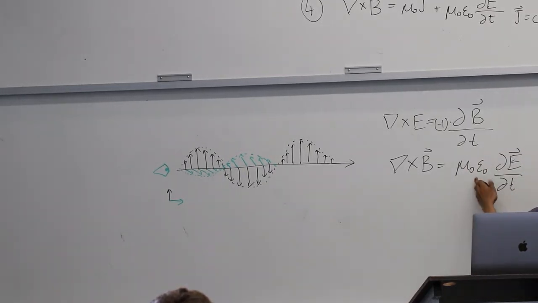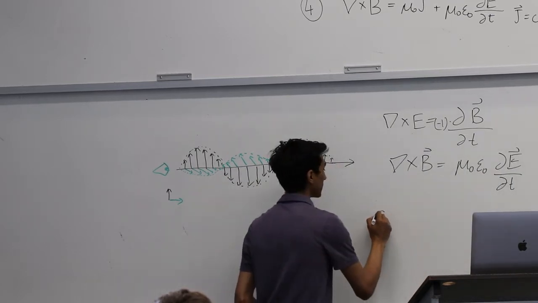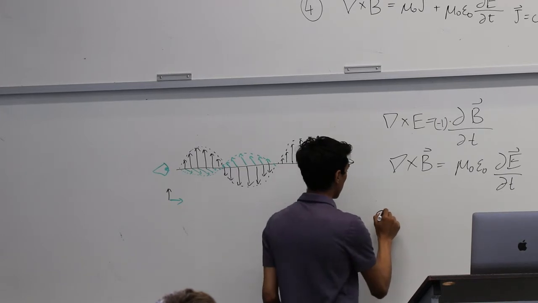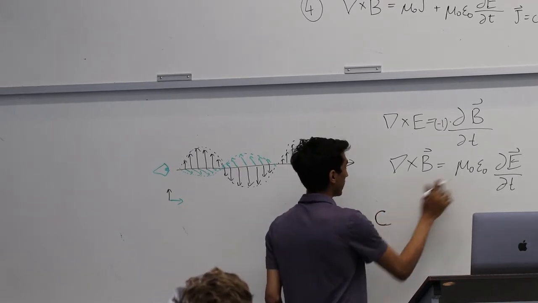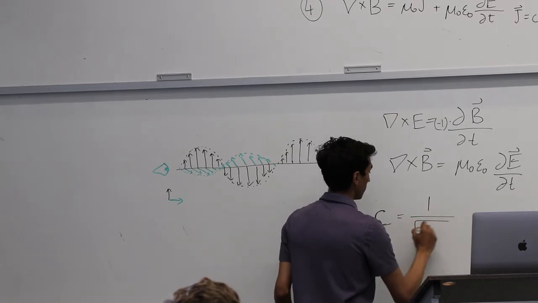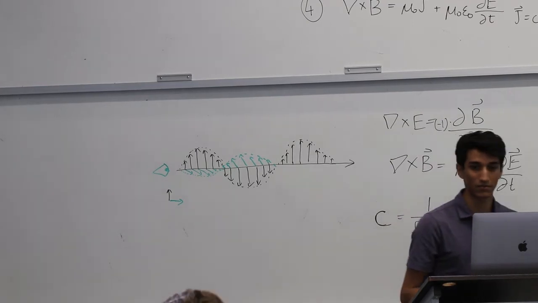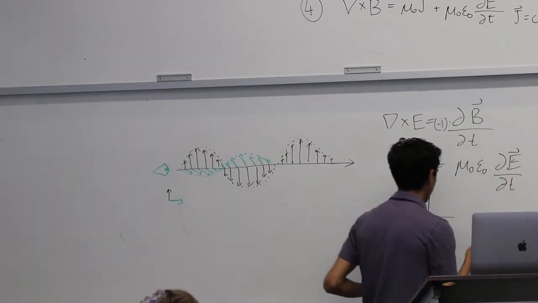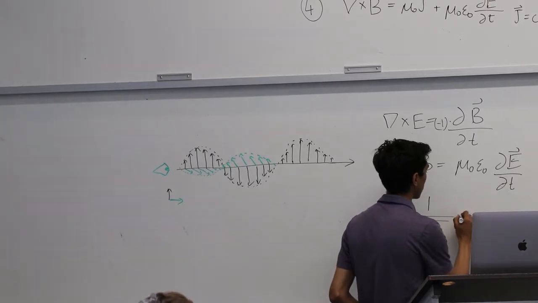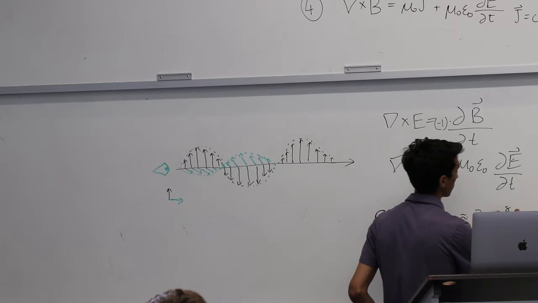I'm not going to do the math, of course, but the speed of light is given by a lowercase c. I told you it's related to these constants, and I'm going to say it's related to them in this way. You'll have to believe me for now, but we can explain this later. And this is approximately 3 times 10 to the 8 meters per second.